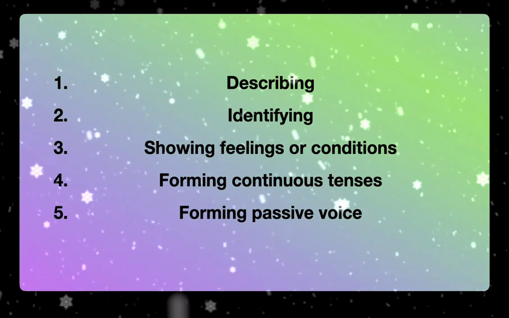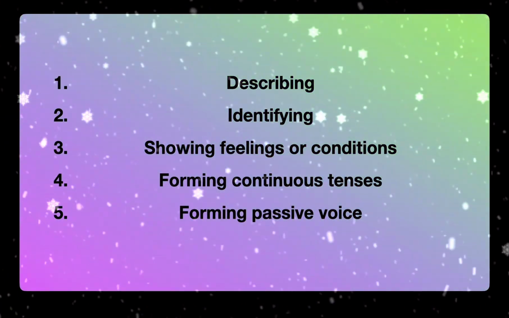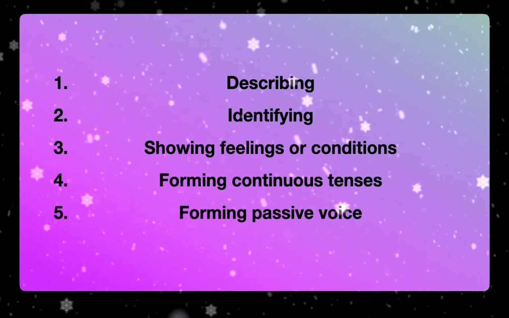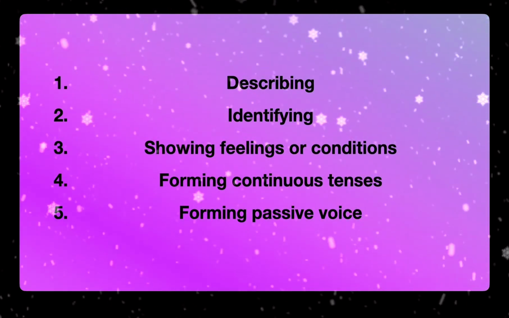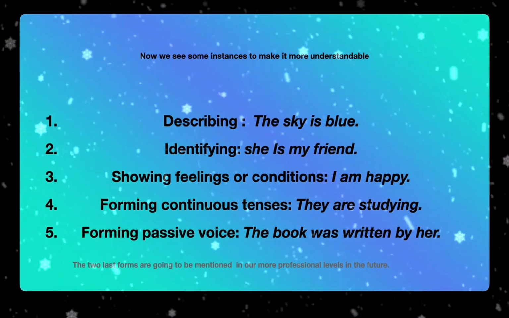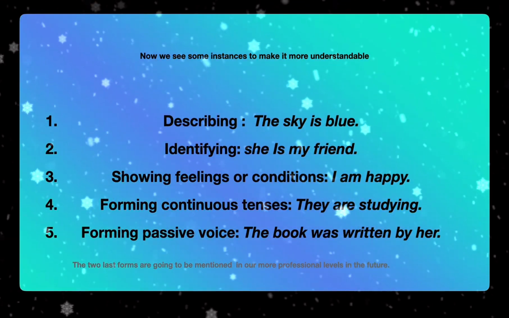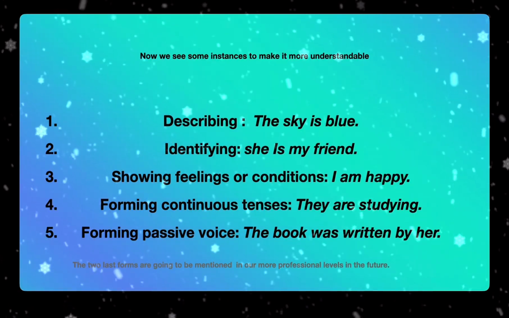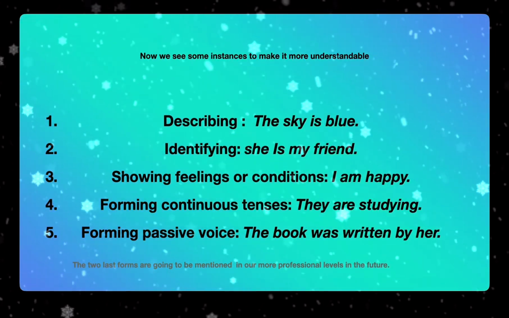In general, to be verbs are used for describing, identifying, showing feelings, forming continuous tenses, and passive voice. As you see, here are some examples that you can pause the video and read them one by one, but the two last ones are more professional for the future.